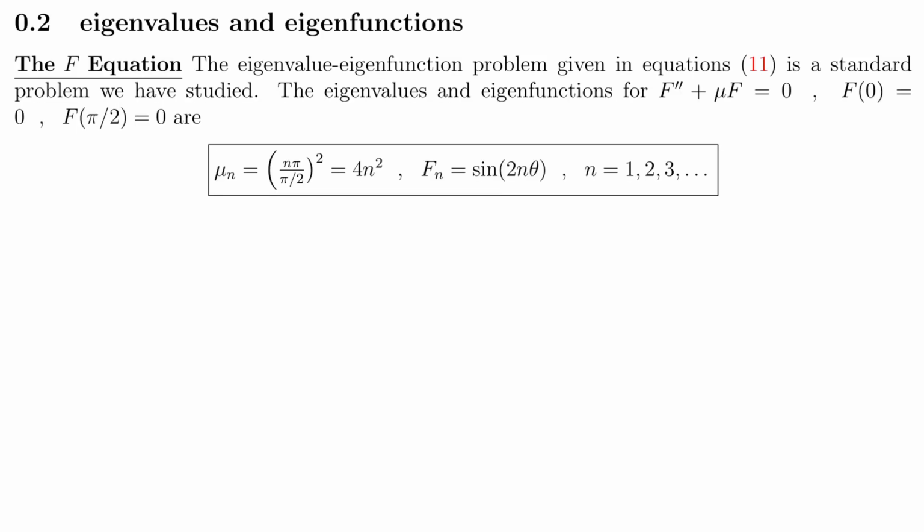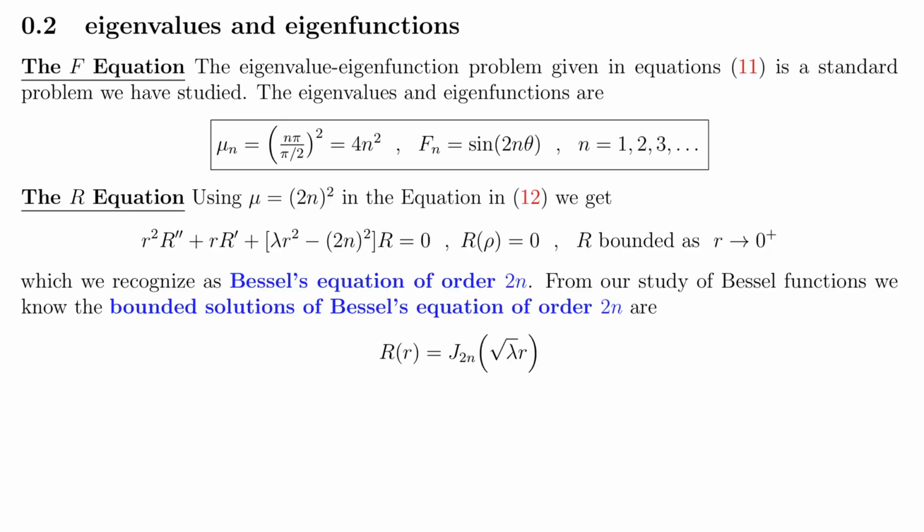Let's solve these two eigenvalue problems. The first one, the F equation, is a standard equation that we've studied multiple times this semester. Its eigenvalues are given by n pi over 2, that's n pi over L, quantity squared, which works out to be 4n squared, and the eigenfunctions are non-zero multiples of sine 2n theta. Next, the r equation. Using mu equals 4n squared, substituting into equation 12, we get the equation in the middle of the page here.